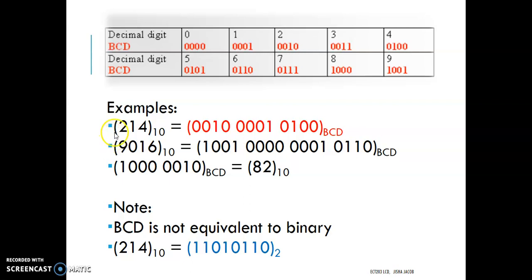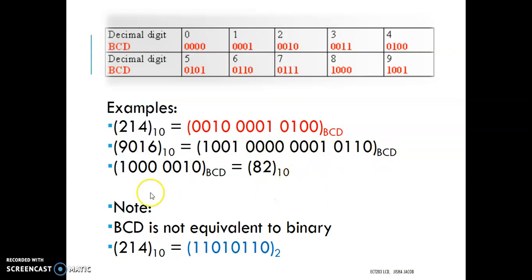From this, shall we try to represent 214 in BCD form? All you have to do is take each digit, the first digit is 2, and write the corresponding 4-bit binary code. 4-bit binary code is BCD. So 2 becomes 0010, 1 becomes 0001, 4 becomes 0100. This is direct interpretation of each digit in the decimal into its BCD form. Look at 9016, this is 9, 1001, 0 is 0000, 1 is 0001, and this is 6.